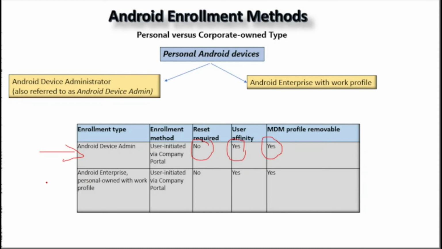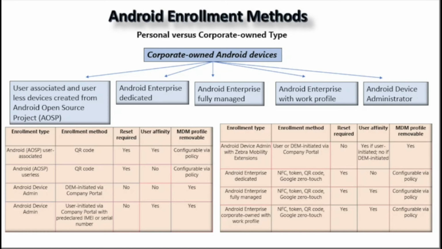In case of Android enterprise personally owned with work profile, it's a user initiated enrollment via company portal, and in that case also reset is not required and the person who is going to enroll the device via company portal is the primary owner of that device and they can remove the MDM profile just by unenrolling the device through company portal.